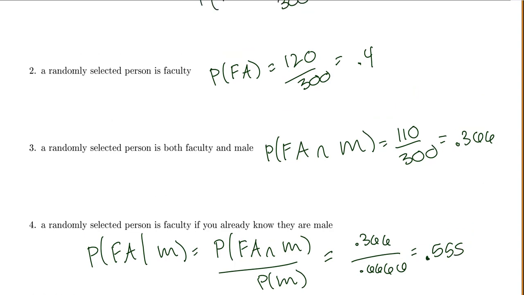Now this is interesting, because the overall probability of faculty is 0.4. But if you know they're male, the probability that they're faculty suddenly jumps up to 0.55. So that's telling me you're more likely to be faculty if you know that you're male.